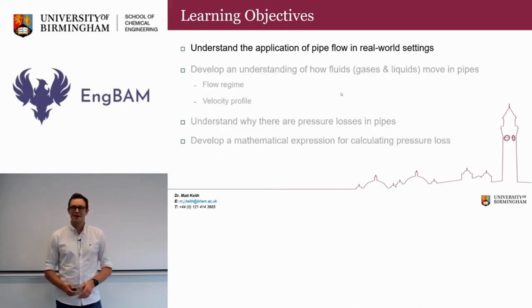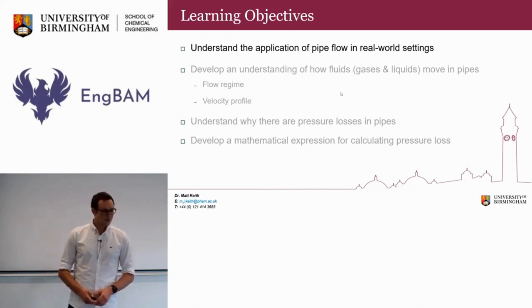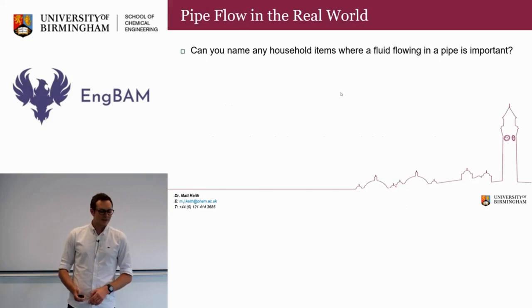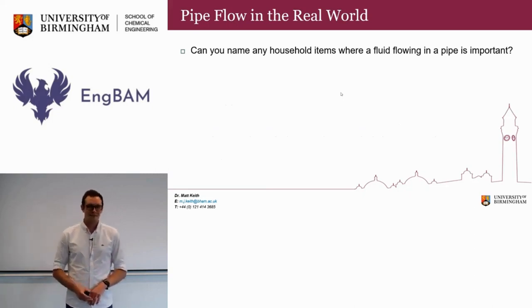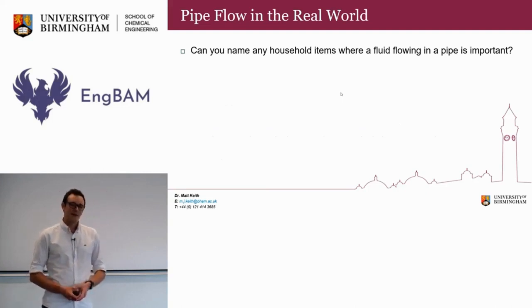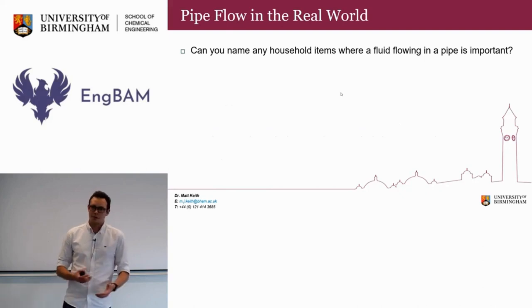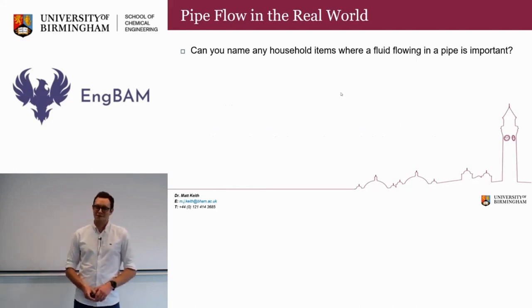So first up is understanding the application of pipe flow in a real-world setting. So if you're watching this back at home, take a few minutes just to name any household items where fluid flowing through a pipe is important. I say a few minutes, actually I mean more like 20 seconds. Have a little think about what your typical household might have in it, where fluids might be flowing around it, and maybe just jot down a few example ideas.